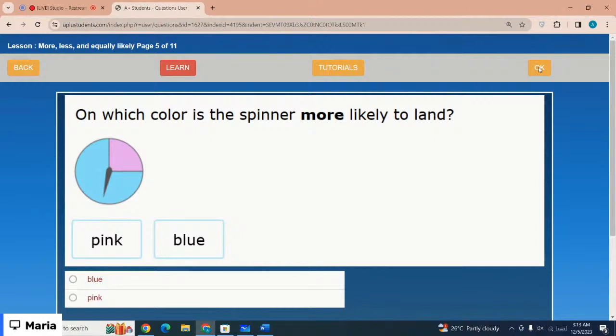Which option is the correct one? Yes, the correct option is blue because more of the portion of the spinner is blue. Got it? Because most of the portion of the spinner is blue. So the correct option is blue.